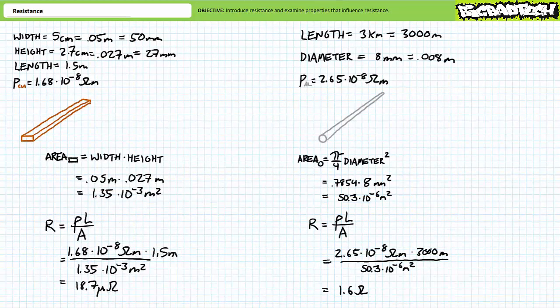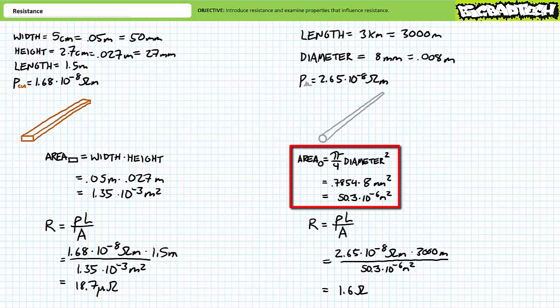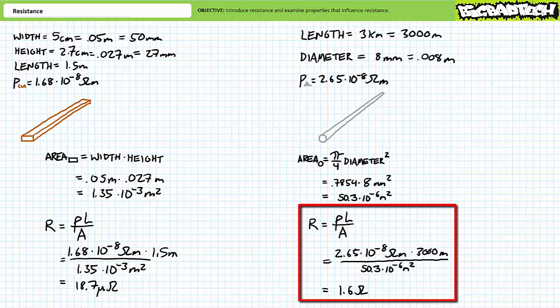Let's do the same thing for the aluminum wire. 3 kilometers is equivalent to 3,000 meters. 8 millimeters is equivalent to 0.008 meters. The cross-sectional area of a circle is pi over 4 times diameter squared. Pi over 4 times 8 millimeters squared yields a cross-sectional area of roughly 50.3 times 10 to the negative 6 meters squared. Again, do not be tempted to apply engineering units to the cross-sectional area figure. Leave it exactly as it is in units of meters squared. Now all we have to do is insert resistivity, length, and cross-sectional area into the resistance formula, which yields a resistance of roughly 1.6 ohms, which is still pretty small given the cable stretches 3 kilometers.